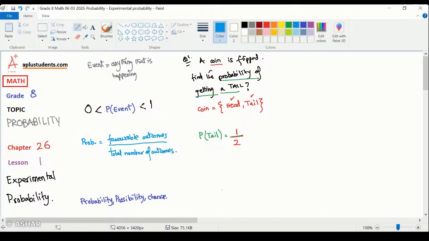Similarly, if we would want to find probability of heads, how many heads were there? There was 1 head out of the total 2. So the question can ask us tail or head, right? So let's take it further and let's see.